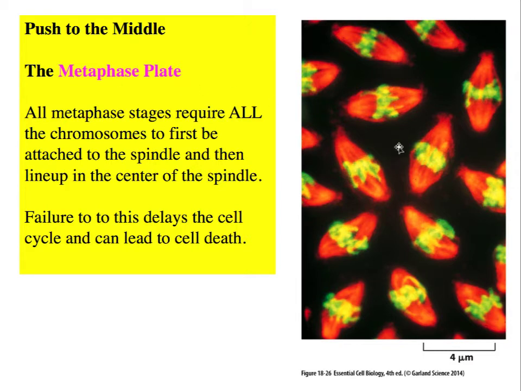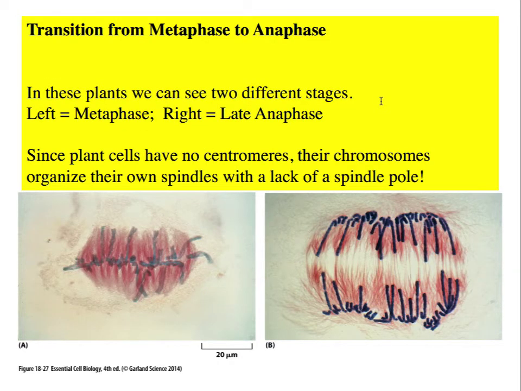And once the chromosomes are located there, then a check is performed before the next phase, anaphase, continues. This region where the chromosomes are lined up is called the metaphase plate. If all is well within the cell, then the chromosomes are permitted to enter the next phase, which is anaphase. So this is a very important control step in mitosis.